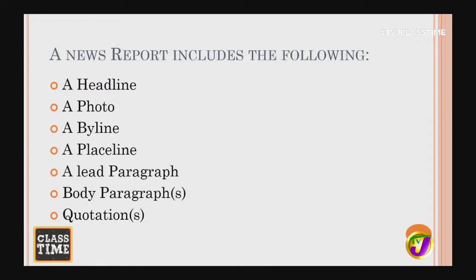All right, so we're getting into the meat of it now. A news report includes the following: a headline, a photo, a byline, a placeline, a lead paragraph (remember that word we saw before, lead, here it is), body paragraphs, and quotations. You might be wondering what these things are, why we need to include them, and why the names are so funny. We're going to figure that out.